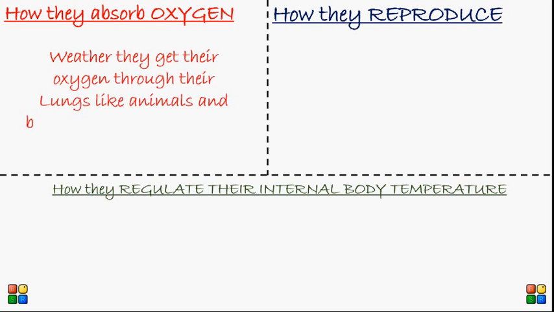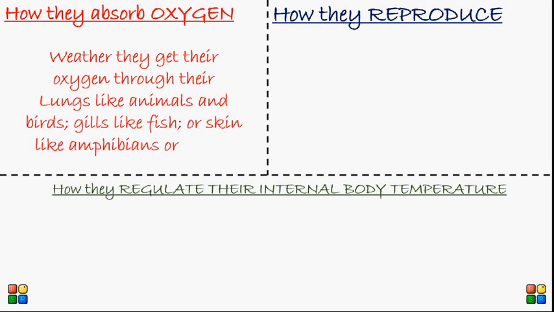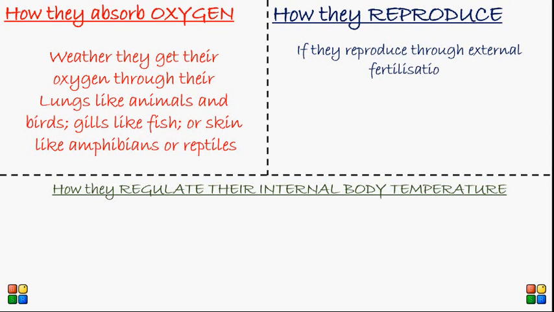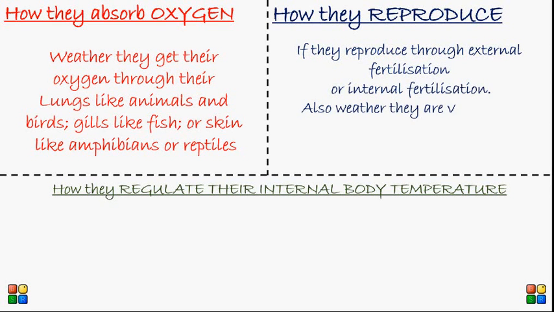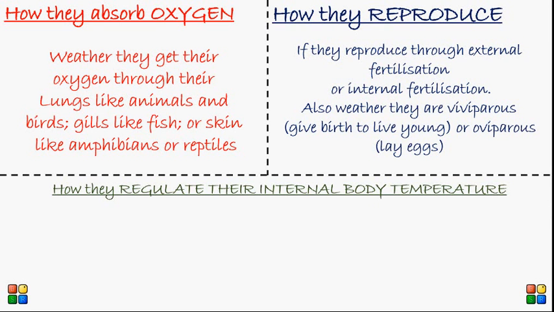Oxygen first. Whether they get their oxygen through their lungs, like mammals and birds, gills, like fish, or skin, like amphibians or reptiles. They're also classified on how they reproduce, for example, if they reproduce through external fertilisation or internal fertilisation. Also, whether they're viviparous, give birth to live young, or oviparous, which means they lay eggs.